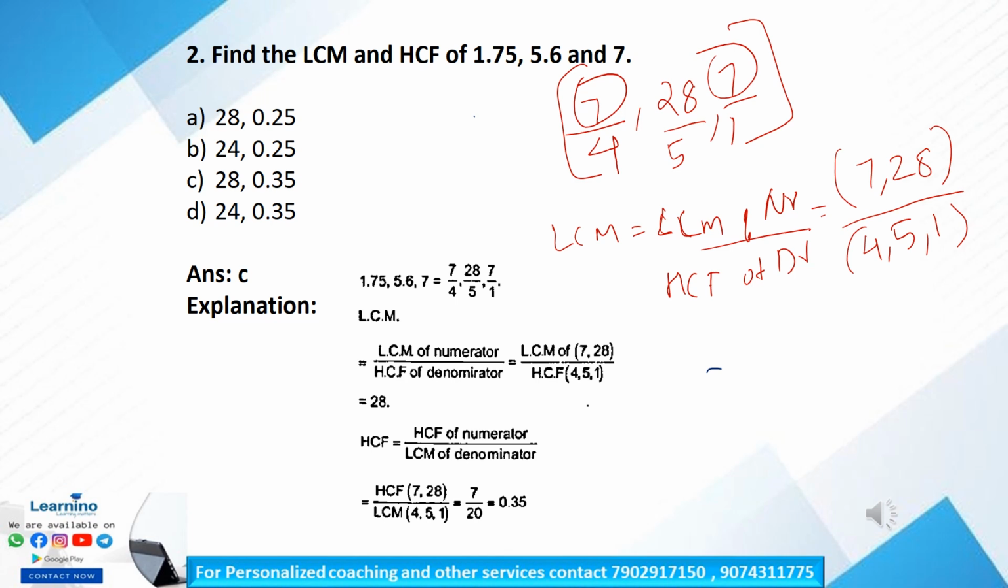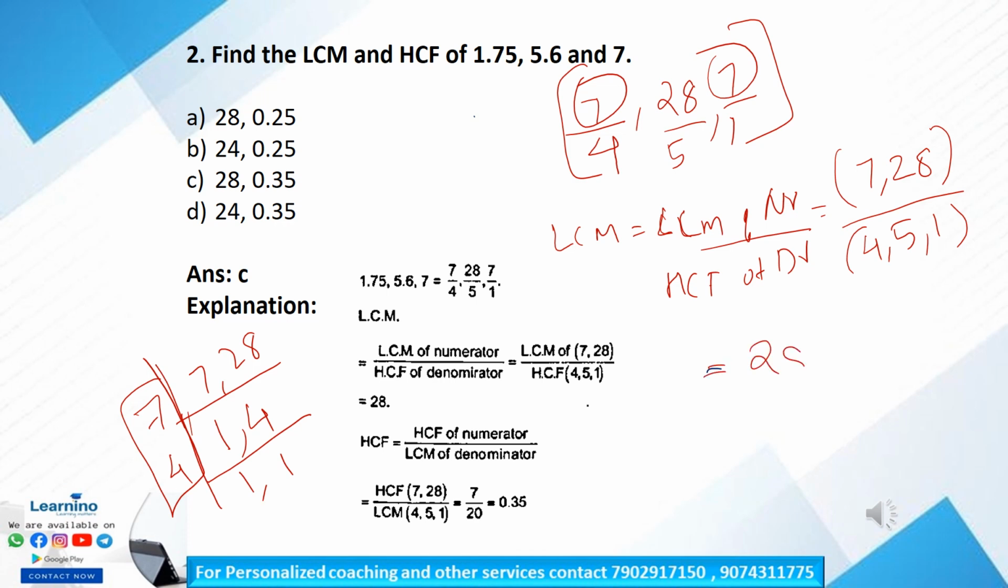Okay, so what is the LCM of the numerators? It is 7 and 28. In the table of 7 we can write it as 1 into 7 and 4 into 7. So the LCM of 7 and 28 is 7 into 4, which is 28 itself. So it is equal to 28.